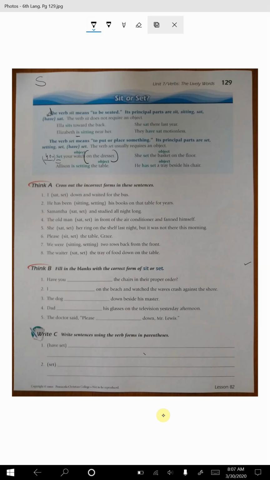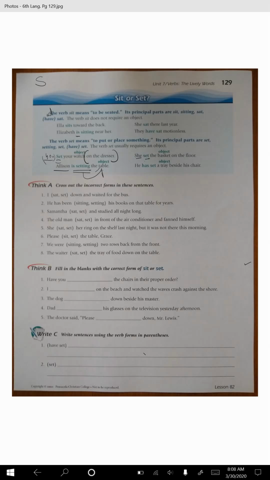Allison is setting the table. No prepositional phrase. But Alice is the subject. She is setting. That's present participle. And up here they said the word set usually requires an object. What are you setting? Table. And this later we're going to call a direct object. I think we've already diagrammed and talked about those a little bit.